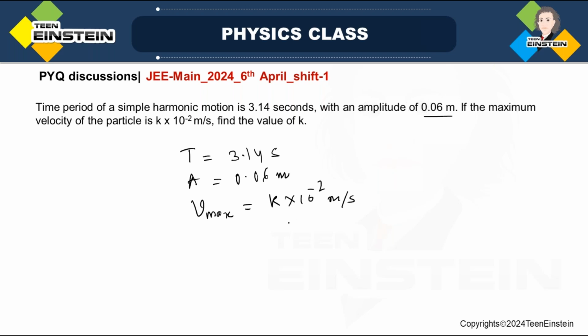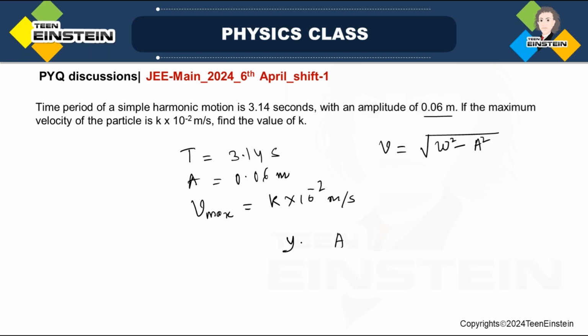So maximum velocity will be where? Let me write down the expression for the velocity first. This will be actually square root of omega square minus a square, I hope. Okay. Let me just write once.